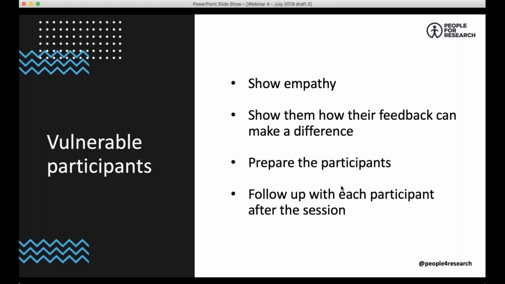Show them how their feedback can make a difference if you can. Just let them know that this is something that will help people that have been through the same problem that they are going through, that they've been through. Fully prepare them ahead of the research as well. So this may include, for example, sending an introduction to the researchers.